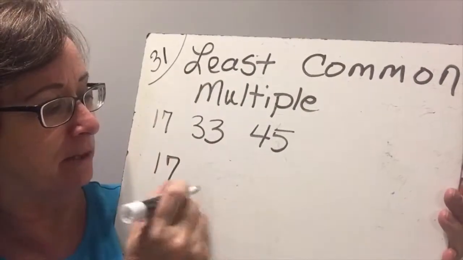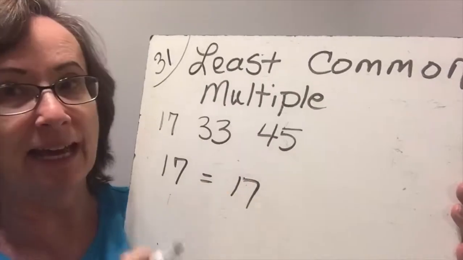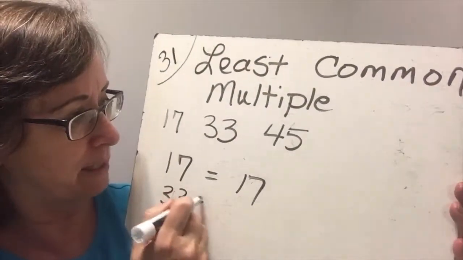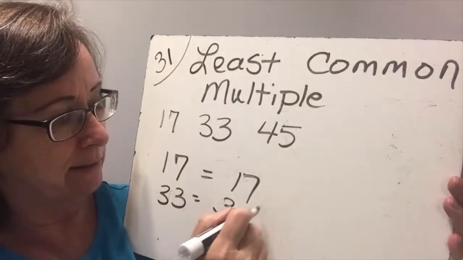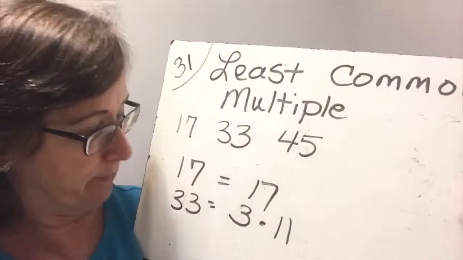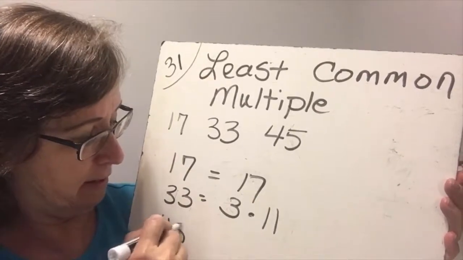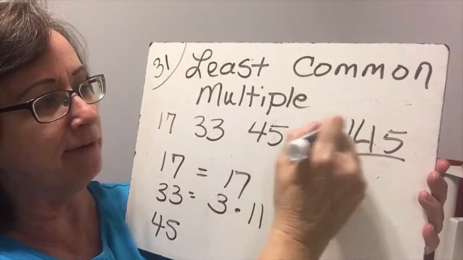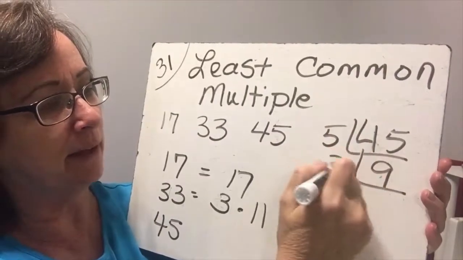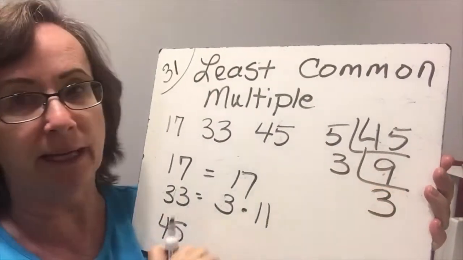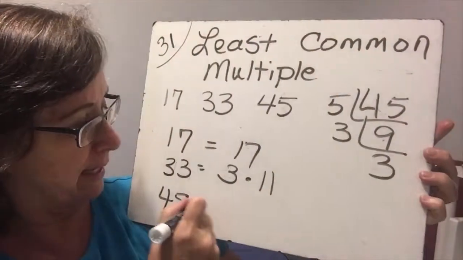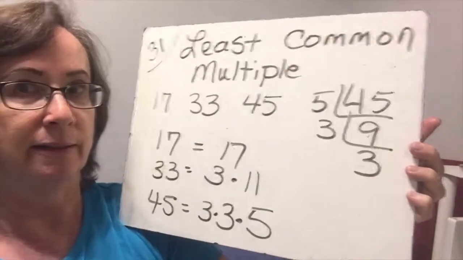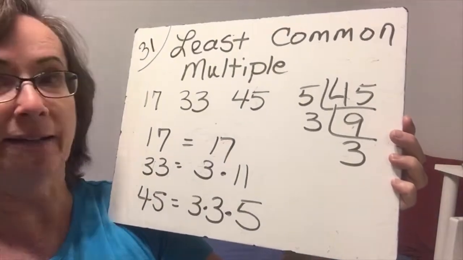17 cannot factor at all, so 17 has a factor of 17. 33 is going to be 3 times 11, and we can't do anything else to it. 45 will take a little bit more work. With 45, we take out a 5, we get a 9. We divide by 3, we get a 3. So 45 is 3 times 3 times 5. Oh, we got a lot of numbers. Not a lot common here.